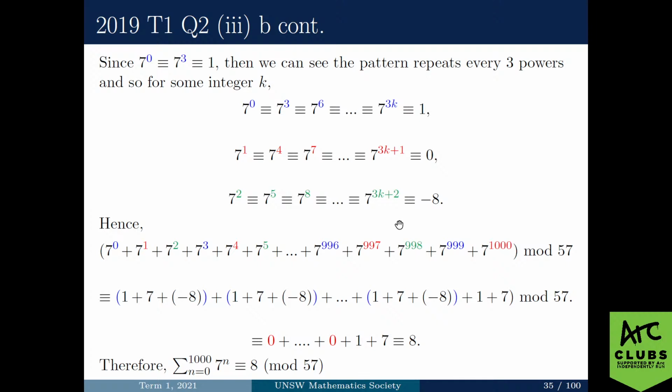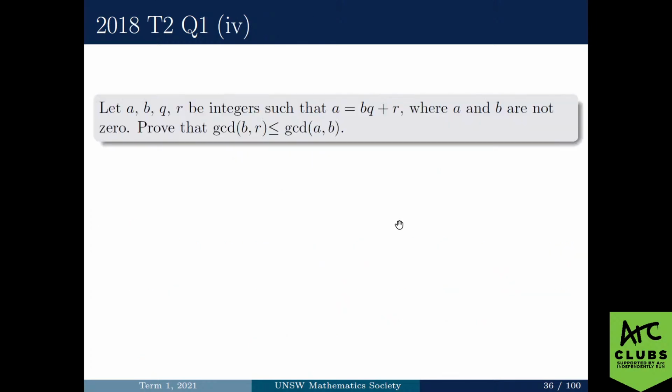So as you can see here, all these sums go to 0, and we're just left with 1 plus 7, which is equivalent to 8 in modulo 57. So we've been successfully able to calculate the sum. Awesome. Now let's move on to the next question.